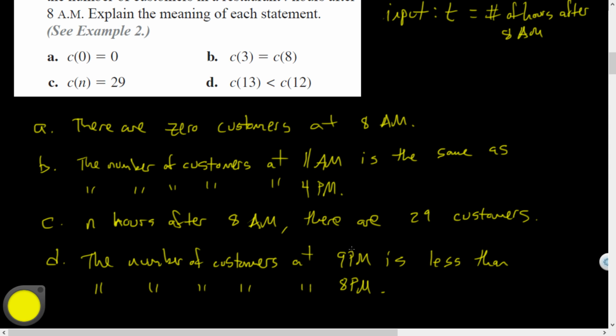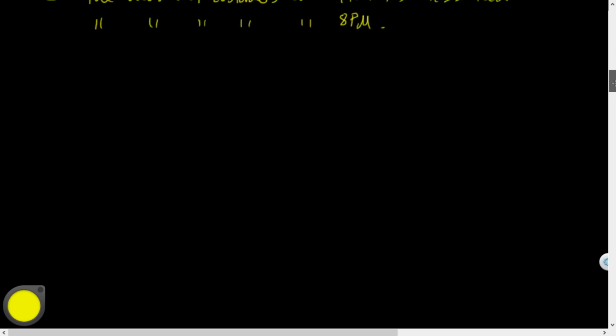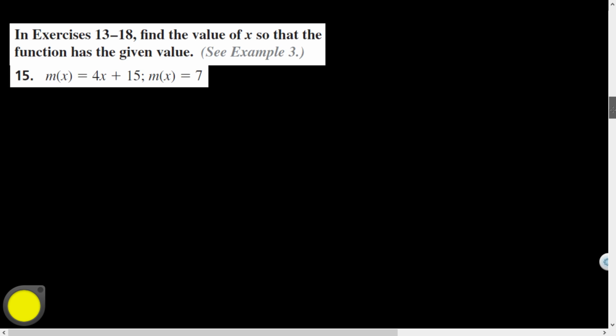It could have been 0. Maybe the store closes at 8:30. I don't know. But right now, I do know that there are fewer customers at 9 p.m. than there are at 8 p.m. So just being able to interpret what this function notation means, I actually really like these problems. Good job, Big Ideas book. I'm impressed.